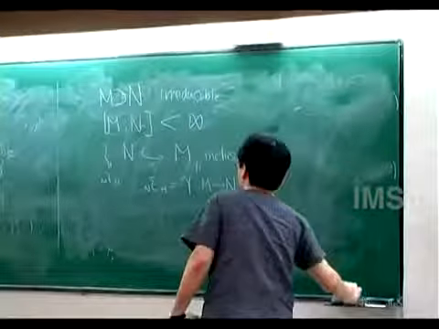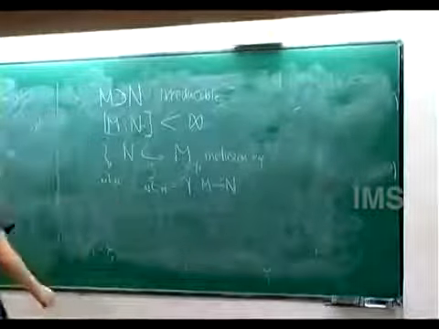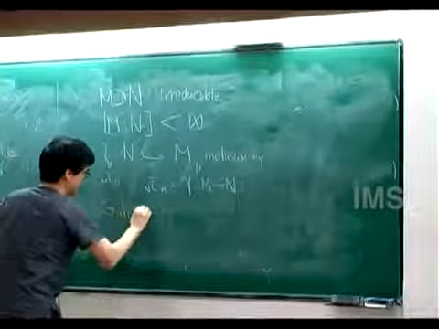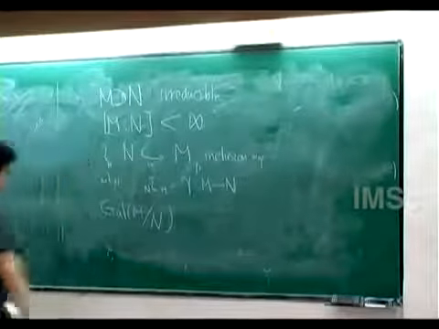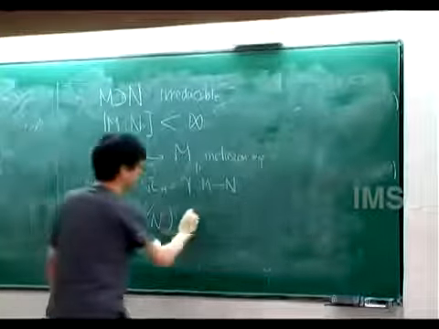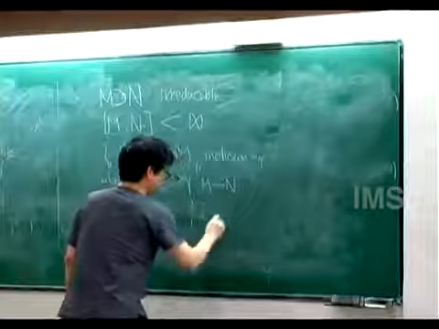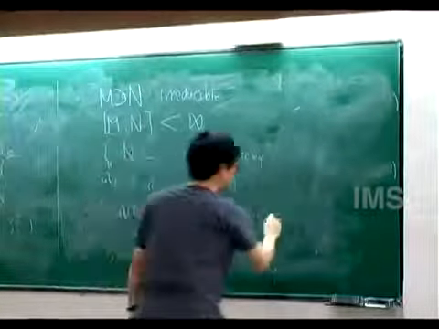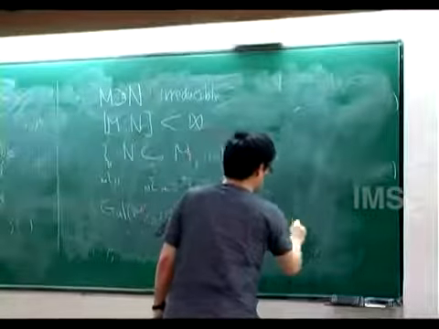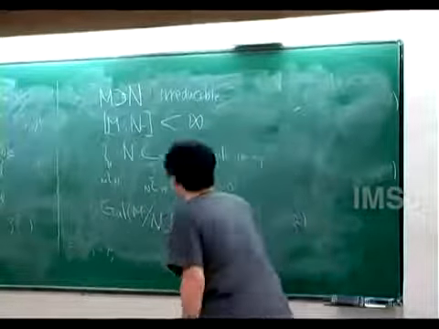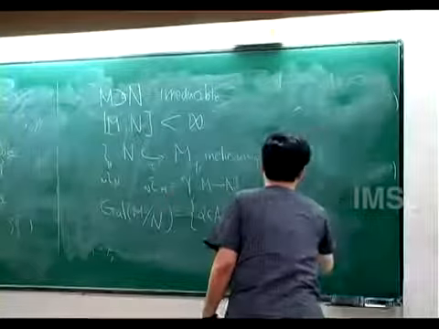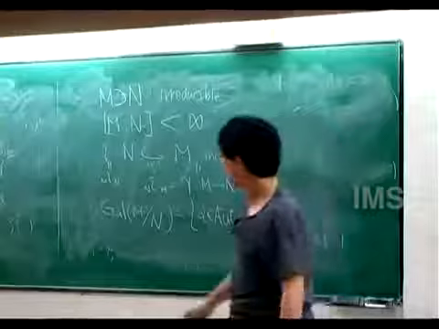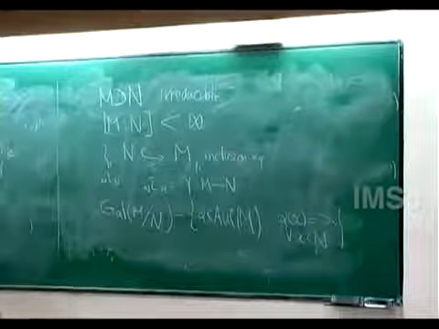So now let's consider the Galois group of M and N. By definition, this is the set of automorphisms of M which leaves every element of N invariant. Okay, this is the Galois group.